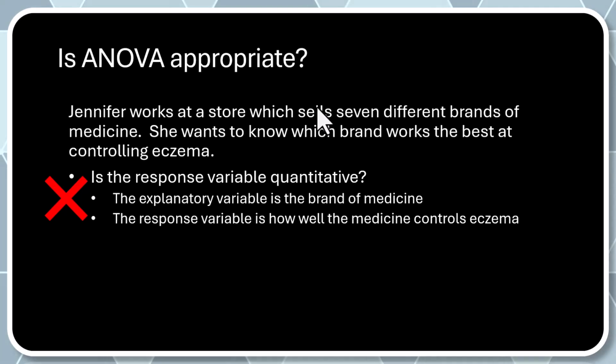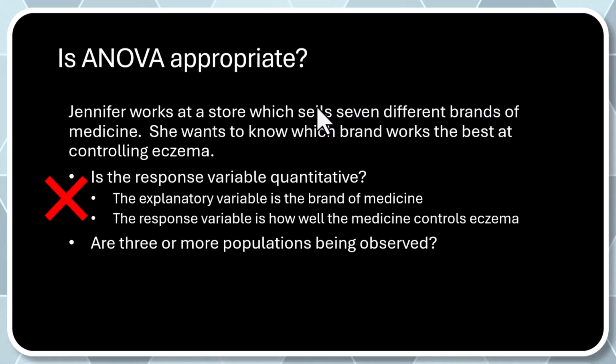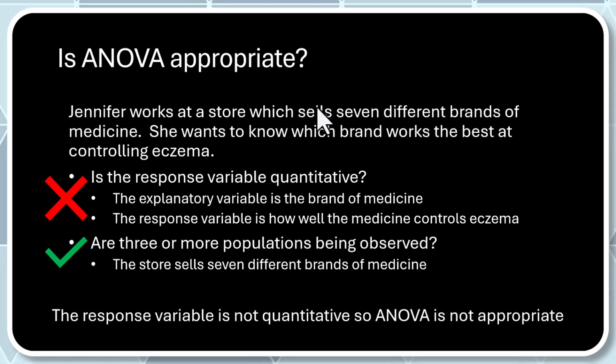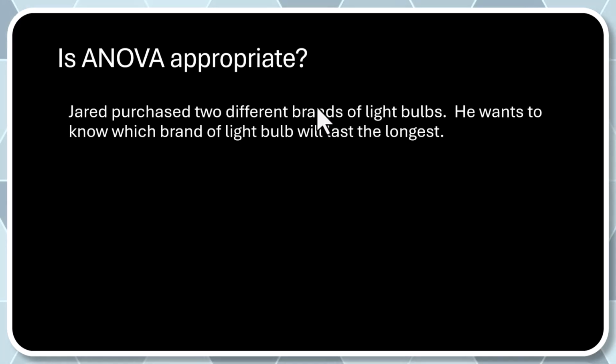So, of course, as soon as we know that one of these metrics is not met, one of these qualifications, we can stop. But just for the sake of practice, because we're just learning about ANOVA and when it's appropriate, let's just practice looking at the other requirement. So the other requirement is that we're looking at 3 or more populations. So in this case, it says that the store sells 7 different brands of medication. So even though we're looking at 7 different populations or 7 different samples, it doesn't matter because the response variable is not quantitative. So since we failed to meet both of these requirements, I would say that ANOVA is not appropriate.